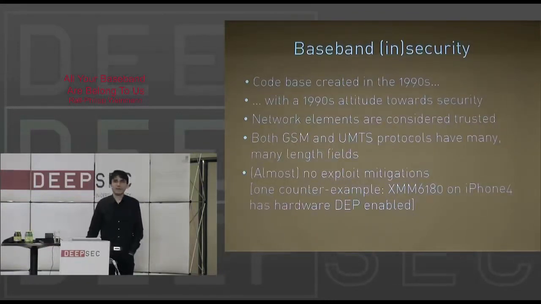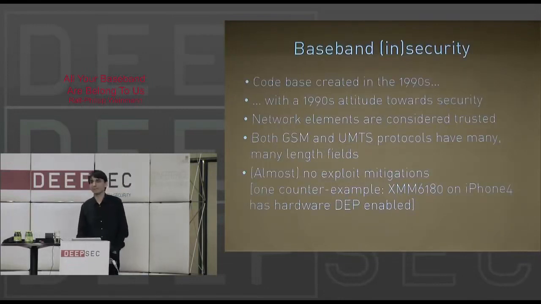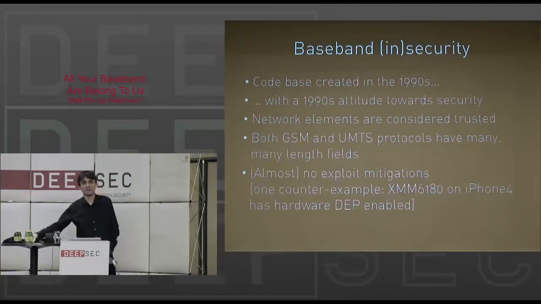Now the problem is, if you trust these things that come in over the air, there are many, many length fields, because these guys apparently were greatly inspired by ASN.1. And there are almost no exploit mitigations. I say almost because this thing here in the baseband has one. There may be others.